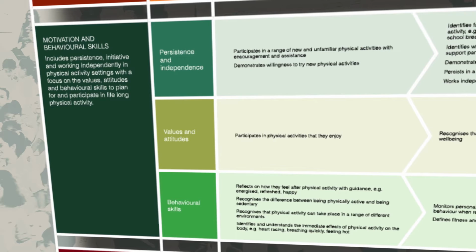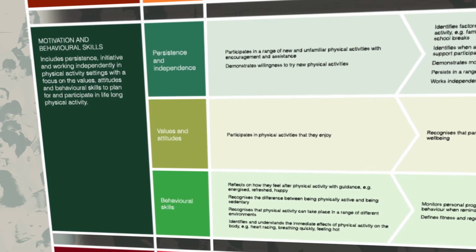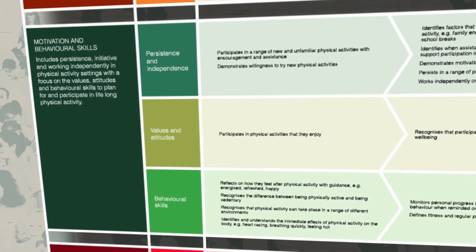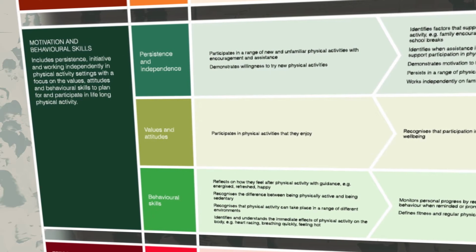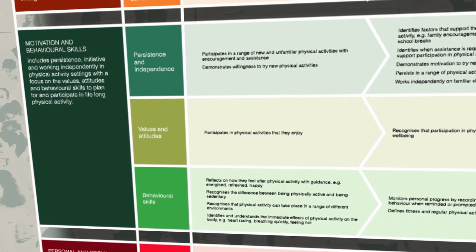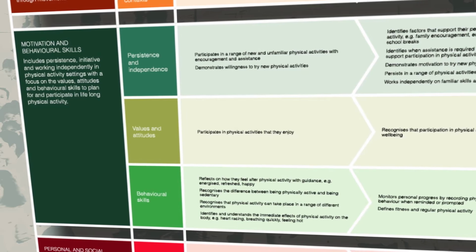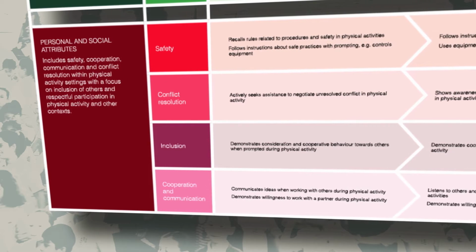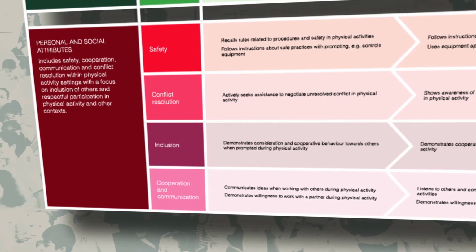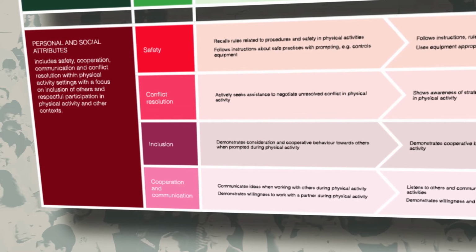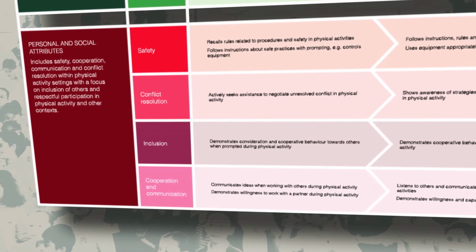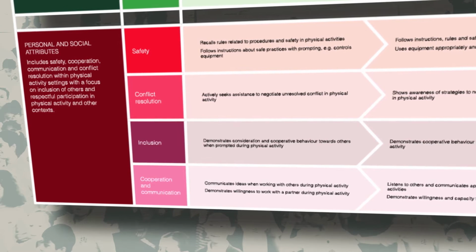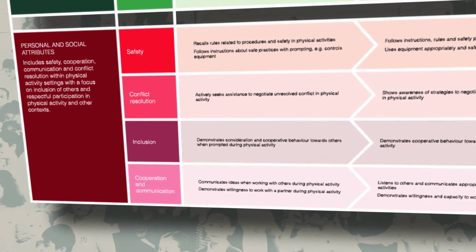Motivation and behavioural skills include persistence, initiative and working independently in physical activity settings, with a focus on the values, attitudes and behavioural skills to plan for and participate in lifelong physical activity. Personal and social attributes include safety, cooperation, communication and conflict resolution within physical activity settings, with a focus on inclusion of others and respectful participation in physical activity and other contexts.